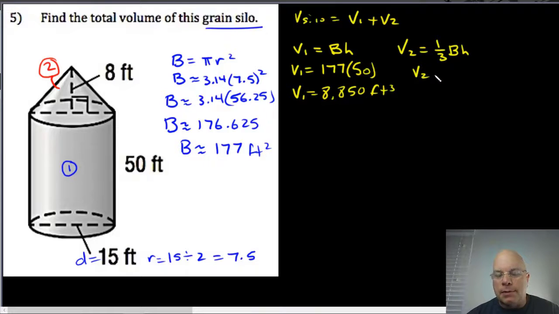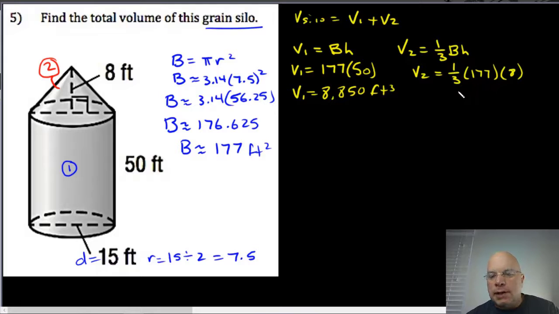For volume of shape 2, the cone, it's 1/3 of 177 multiplied by the height of the cone. The perpendicular distance from the vertex to the circular base is 8 feet. Now there's something nice going on here with 177. I just noticed, I added the digits quickly, and 7 plus 7 plus 1 is 15. So I know 177 is divisible by 3, so I'm going to take 1/3 of 177 right away. It's going to be 59, because 5 threes is 15 and 9 threes is 27.